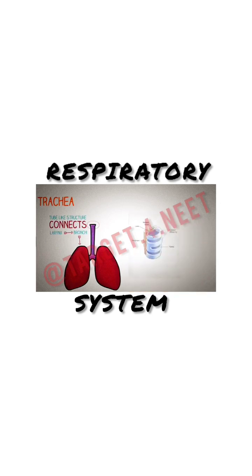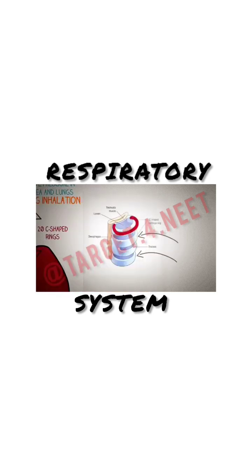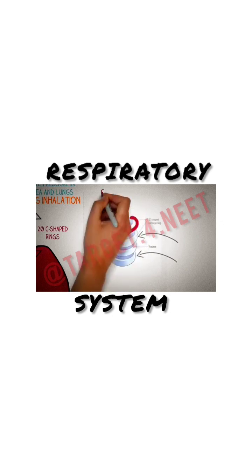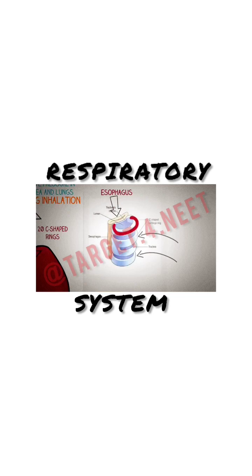If we take a closer look at the section of the trachea, we can see that the trachea is basically made up of 20 C-shaped cartilages from above to below. These cartilages basically prevent the collapse of the trachea because there is a negative pressure in the trachea as well as the lungs during inhalation. If you see closely, these tracheal rings are C-shaped. These are not completely circular because the esophagus lies behind the trachea, and if these rings were circular, they would have compressed the esophagus during swallowing, and this could have led to choking.